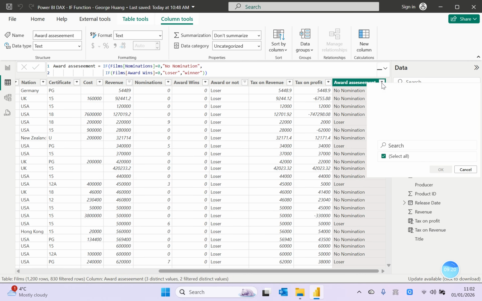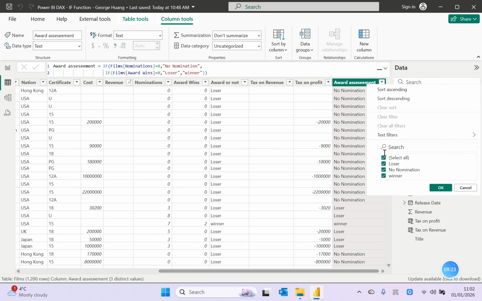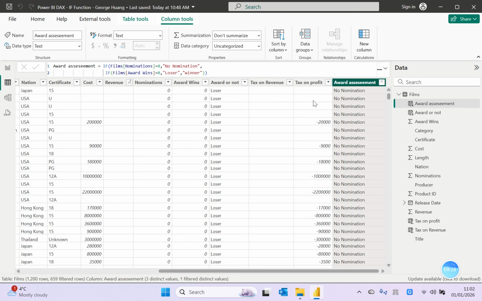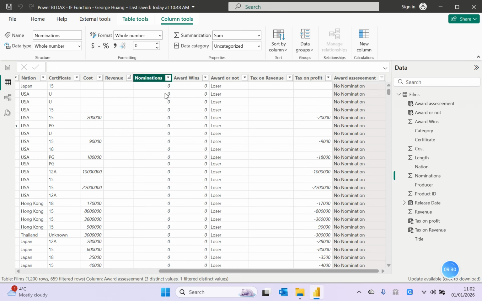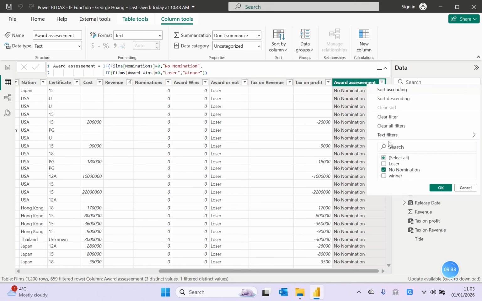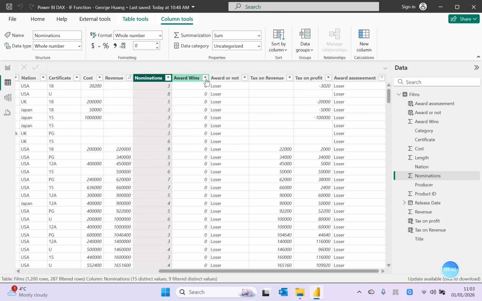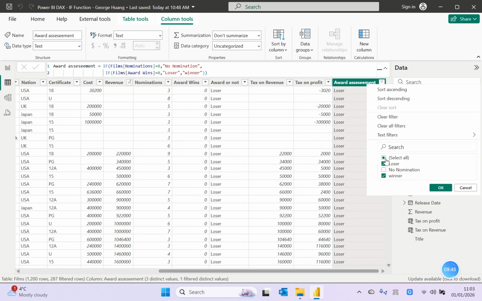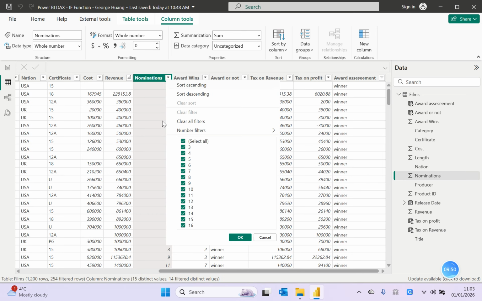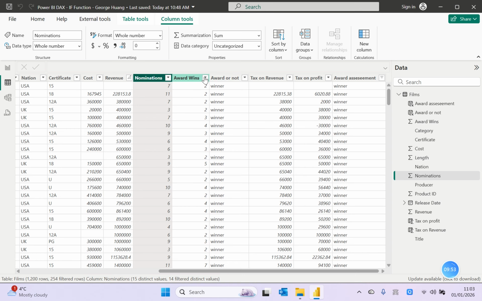Okay, let's do the sense check quickly. Clear all the filters. Then we can choose the no nomination. The nomination part should be 0. Okay, that's for sure. And if that is a loser, that means got nomination, but the award wins part is 0. And if the winner, that means the movie got both nominations and awards. Okay, that's for sure, no problem.